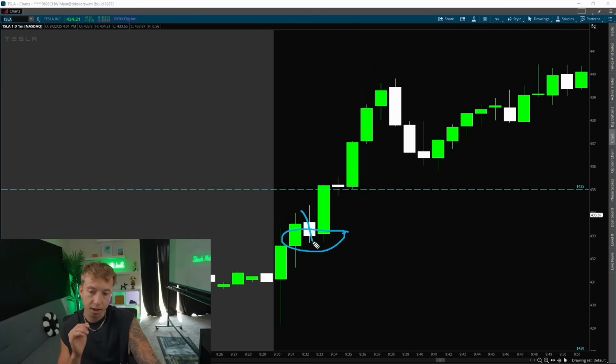Sellers try to bring it down, bring it right back up. Sellers try to bring it down here, brought it right back up. And buyers are able to hold it higher and higher every single time, which shows that this buying pressure is there. It's holding it up. Buyers are in control. These sellers are really not in control.